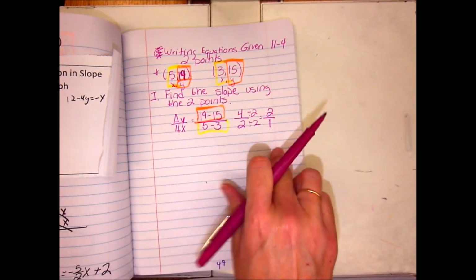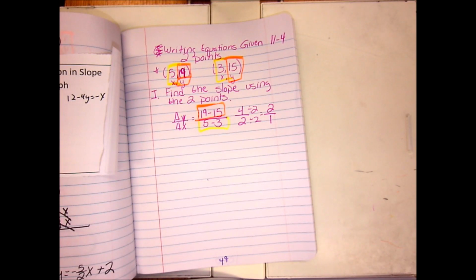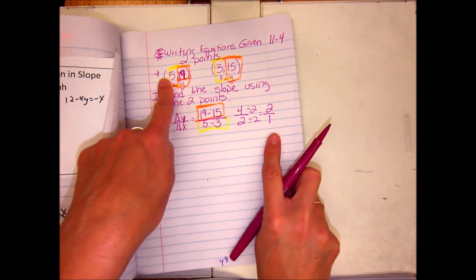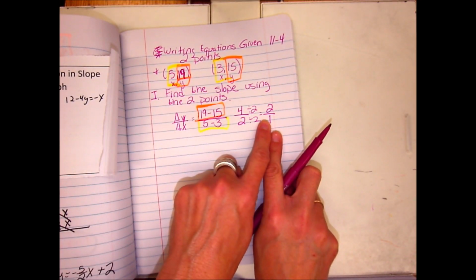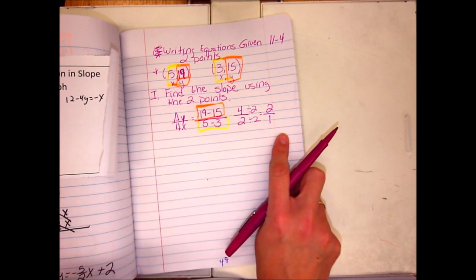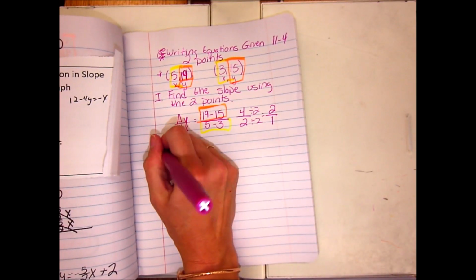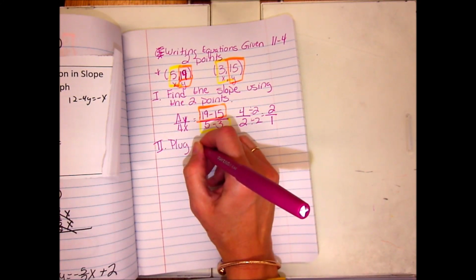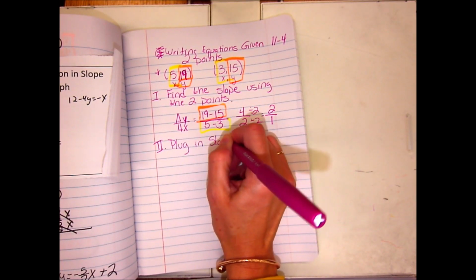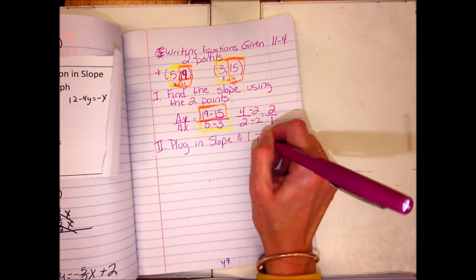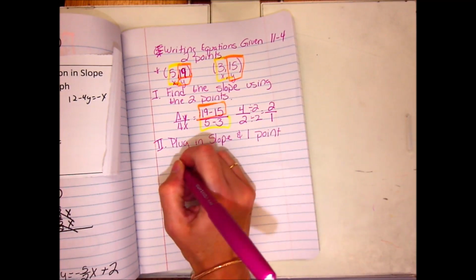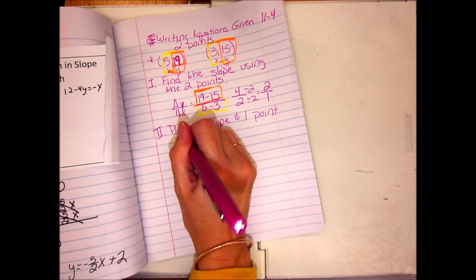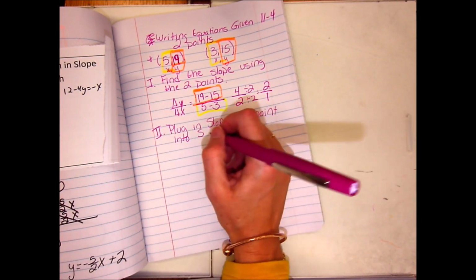But now we have exactly what we did on the homework now. We've got a point, we've actually got 2 points we can pick, and we've got a slope. So now that we know the slope and we know a point, we can go ahead and do what we did on yesterday's homework, which is plug in the slope and 1 point. So plug in slope and 1 point into the slope-intercept form equation.